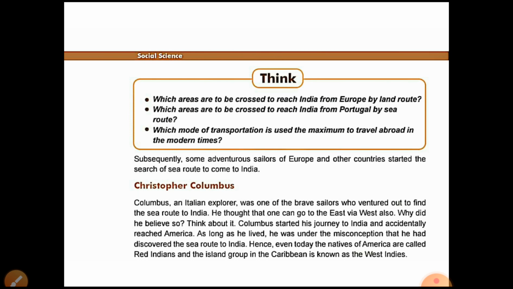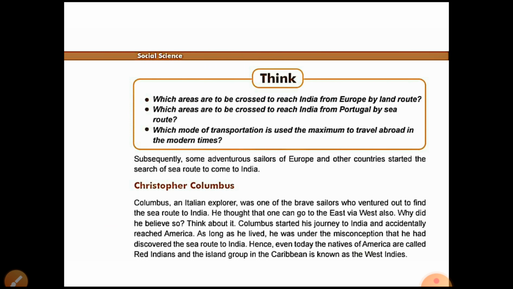Subsequently, some adventurous sailors of Europe and other countries started the search for a sea route to come to India. Adventurous sailors means the people who travel in the sea. So they started to search for a sea route to come to India.